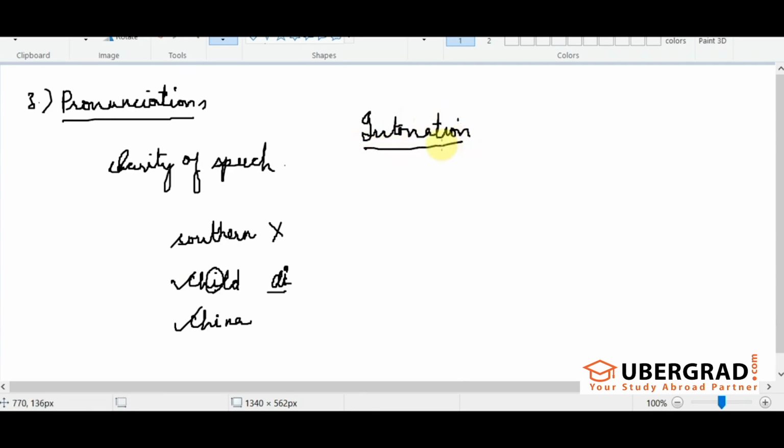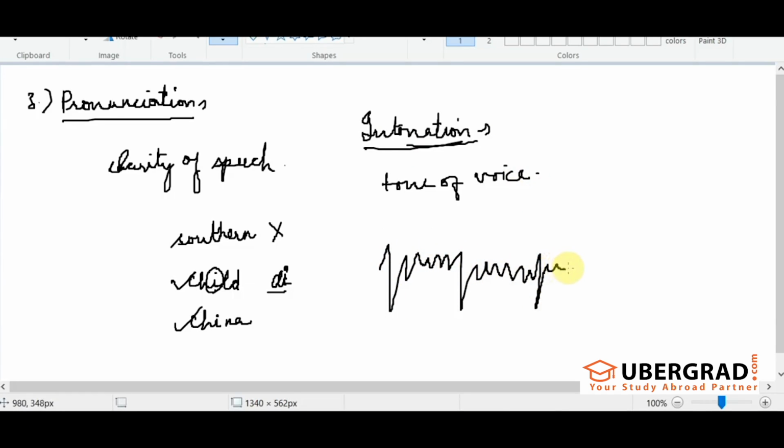Okay, intonation. So it's about the tone of your voice. Okay, so your tone of the voice should be, there should be sharp rise and fall in the tone of your voice. There are few people who say everything in a flat tone of voice. This is known as monotone.